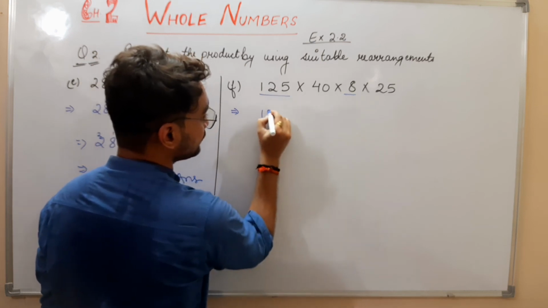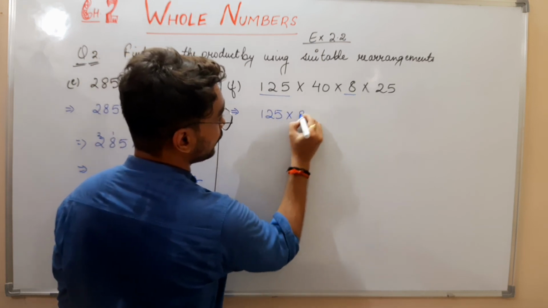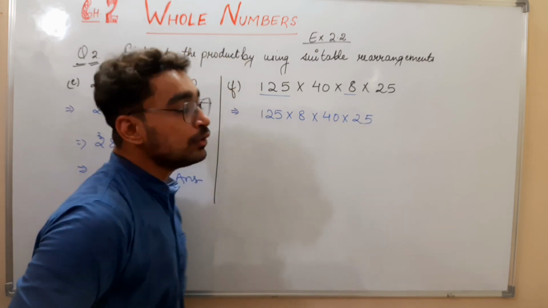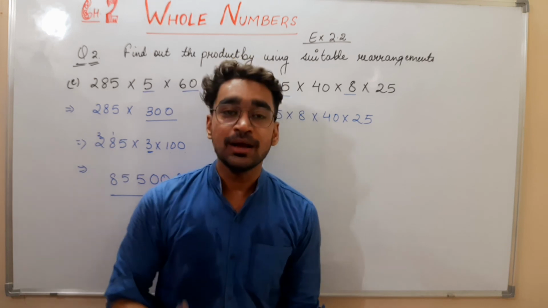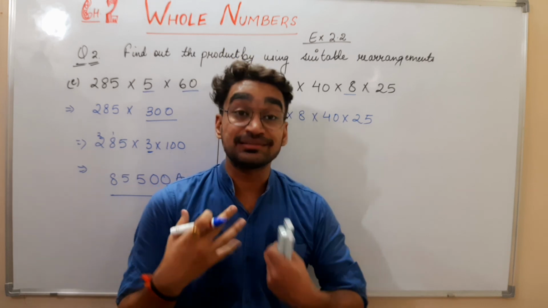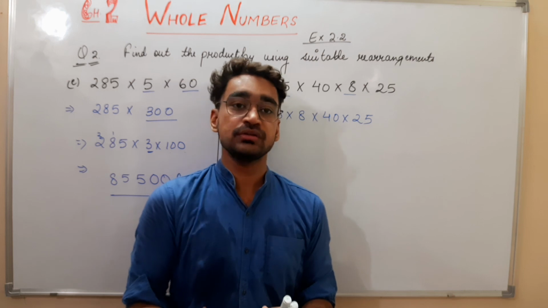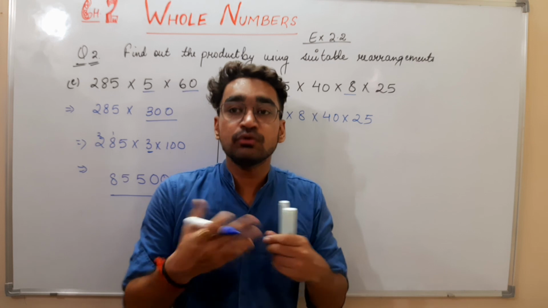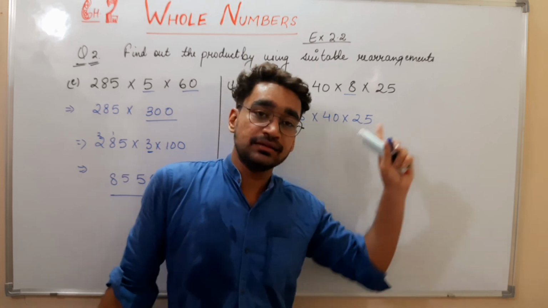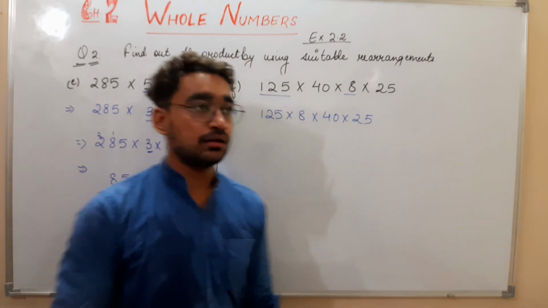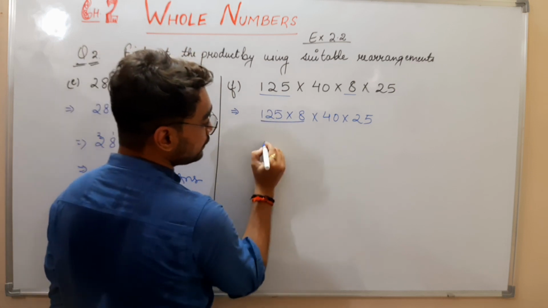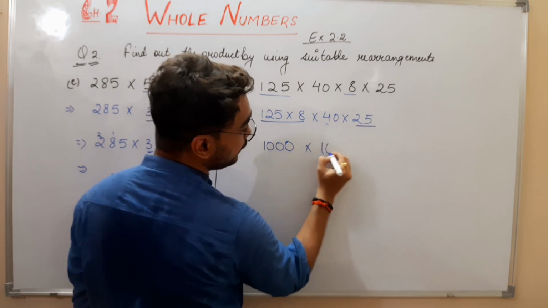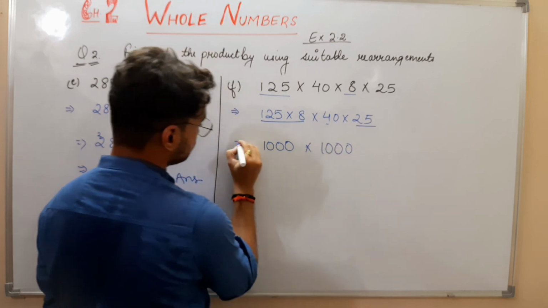125 into 8 into 40 into 25. Actually, it is not a written rule anywhere. It is not written in any textbook, but I am saying it from my own experience. I have seen many hundreds of questions, and almost all have the same pattern. So the same rule: the first number should be multiplied by the third and the second by the fourth. Okay. So 125 into 8 is 1000 into, what is 25 into 40? 1000, and one more 0, 1000.